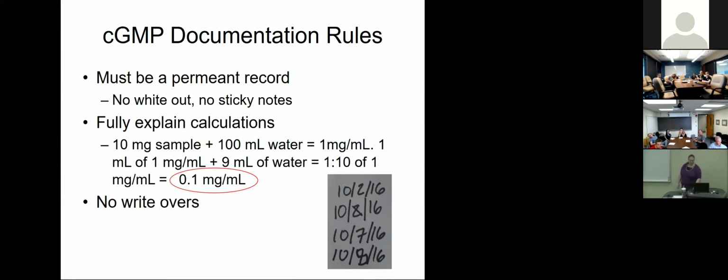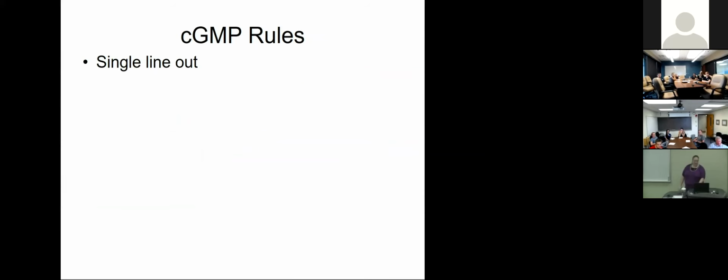And there's no scribbling out mistakes. In your lab notebook, you have a bad habit of scribbling through things, and that's not allowed at all. When you make a mistake, you have to do a single line out followed by error codes. These are some examples of the error codes, so we'll go through what some of these look like.